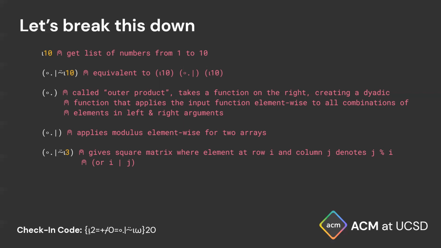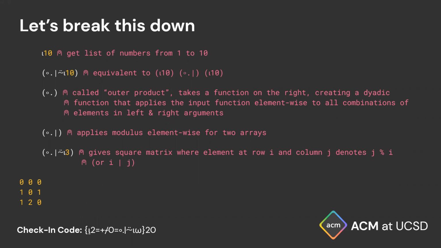So the thing on the bottom takes 1, 2, 3 and 1, 2, 3, and takes all combinations of those 2 arrays and does an element-wise modulus of the 2 arrays. Here the top left is 1 mod 1. The top middle is, I believe, 1 mod 2. No, it's 2 mod 1.